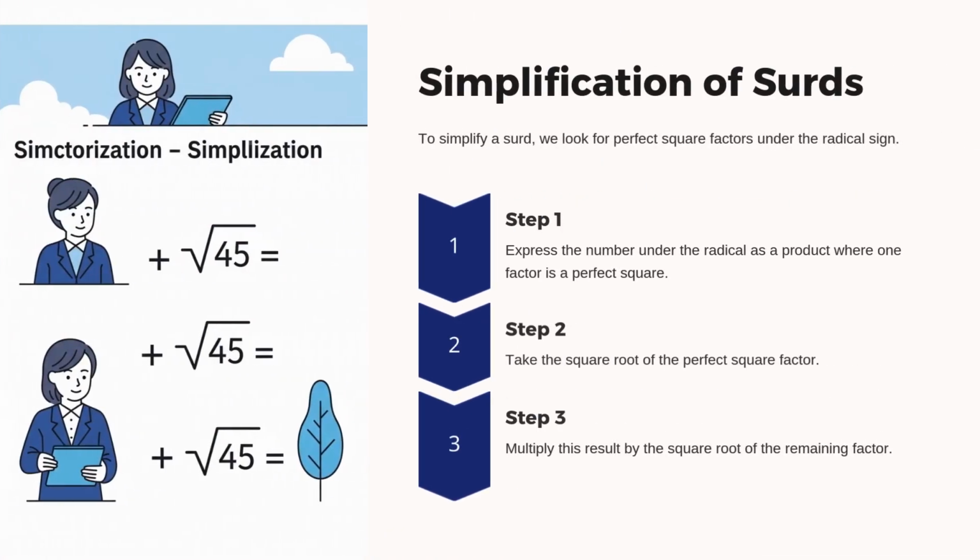Simplification of surds. To simplify a surd, we look for perfect square factors under the radical sign. Step 1. Express the number under the radical as a product, where one factor is a perfect square. Step 2. Take the square root of the perfect square factor. Step 3. Multiply this result by the square root of the remaining factor.